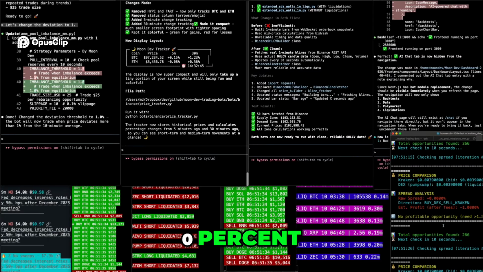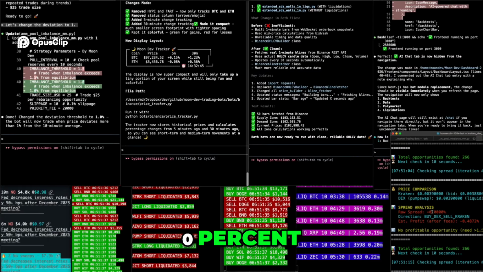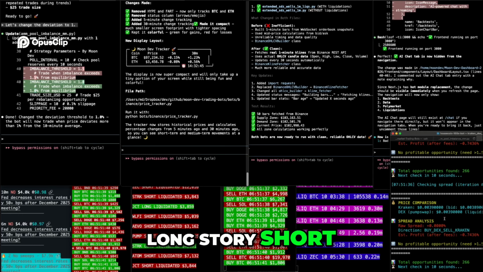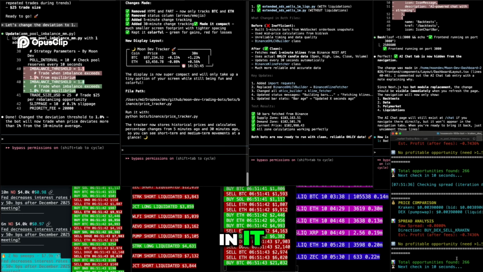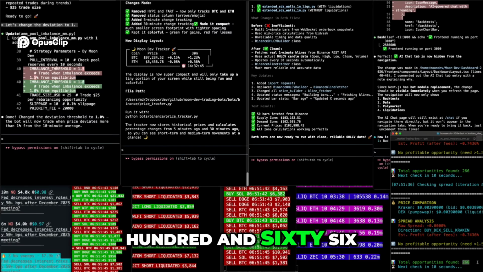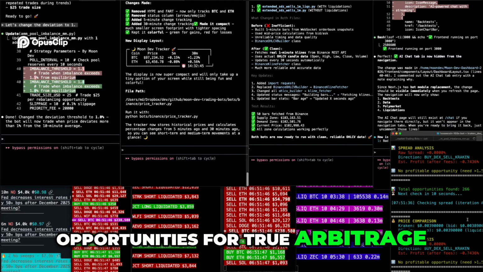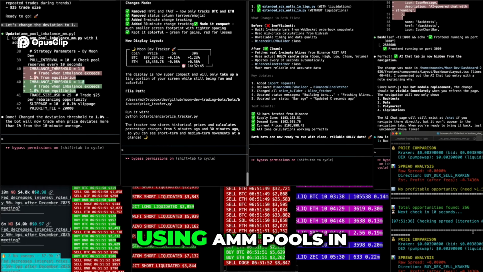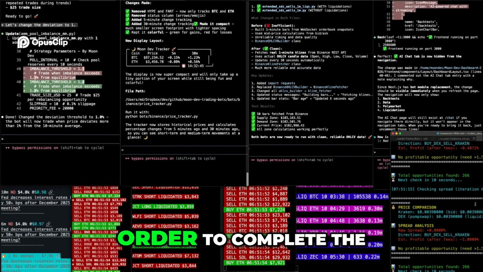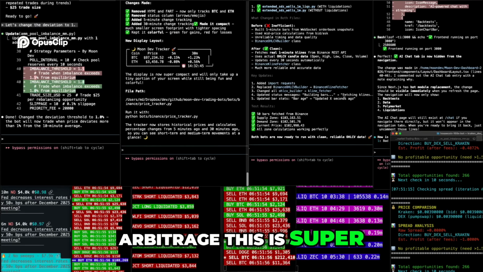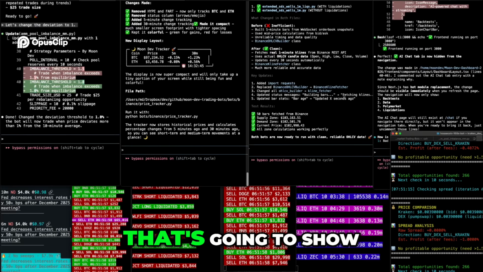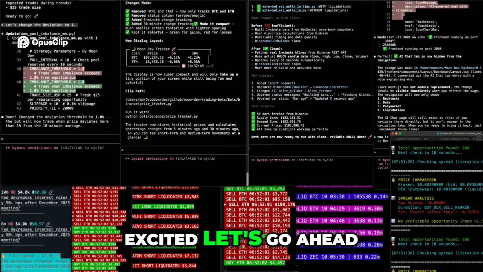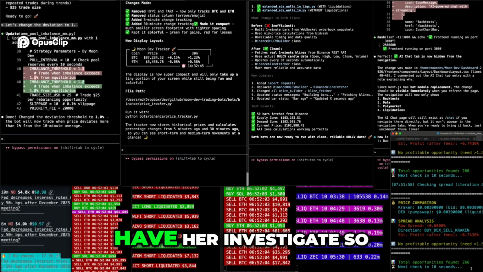Raw spread 0%, 0%, 0%. Okay. 0%, 0%. Long story short, it's been collecting and I had no hope in it, but it found 266 opportunities for true arbitrage, meaning buy one place, sell the other place. We're going to be using AMM pools in order to complete the arbitrage. This is super sick, and there's literally nobody on the internet that's going to show you how to do this. So I'm extremely excited. Let's go ahead in here and let's have her investigate.